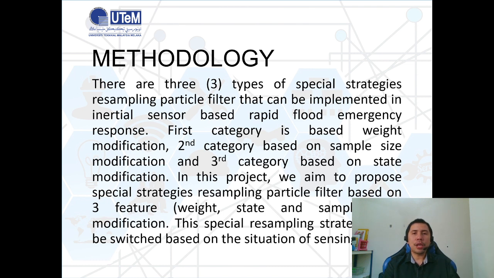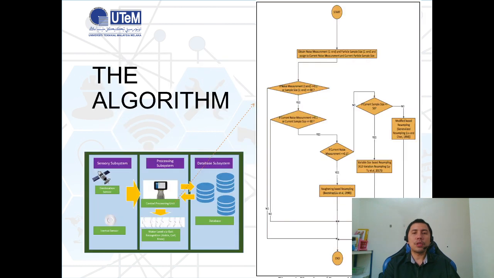In this project, we aim to propose a spatial strategy resembling particle filter based on three different features: weight, state, and sample size. These spatial resampling strategies will be switched based on the sensing situation. This is how the algorithm will look. As we can see in the right part, this is our flow chart.